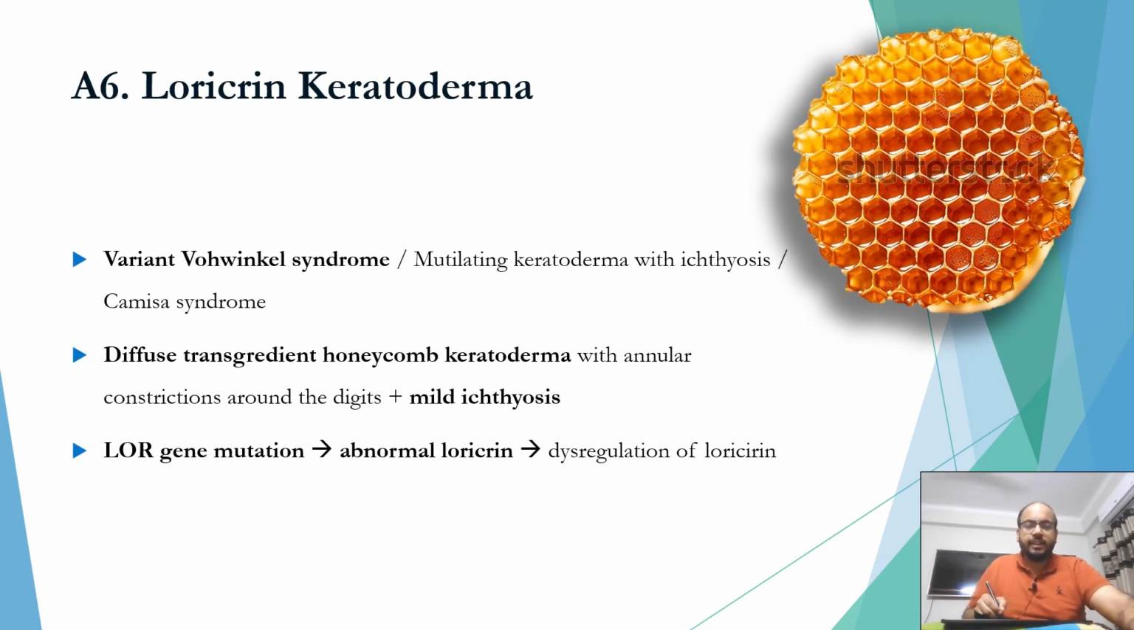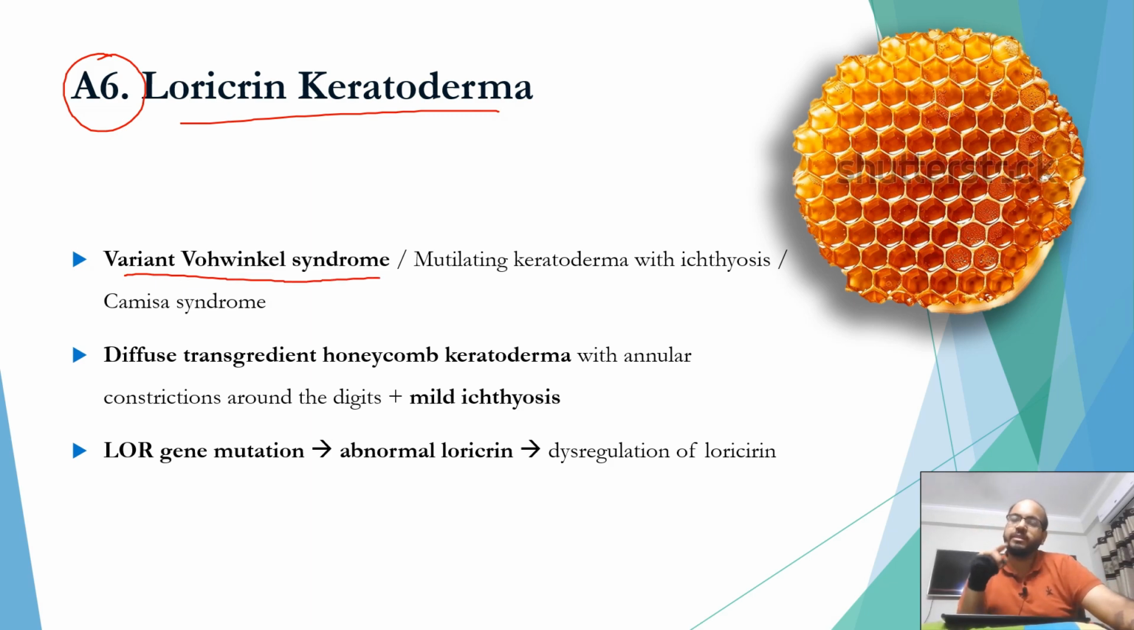The sixth entity that we'll discuss now is Loricrin Keratoderma. It is also known as variant Vohwinkel syndrome. Now remember, Vohwinkel syndrome is different. Vohwinkel syndrome we'll discuss when we discuss syndromic PPKs, but Loricrin Keratoderma is known as a variant Vohwinkel syndrome. So these two syndromes are separate. So use the word Loricrin Keratoderma while discussing. It is also known as mutilating keratoderma with ichthyosis or Camisa syndrome.